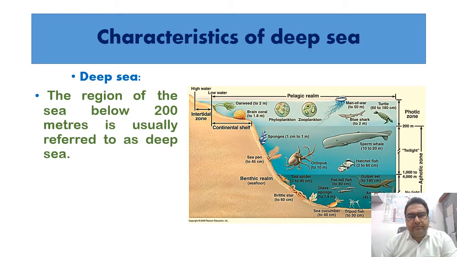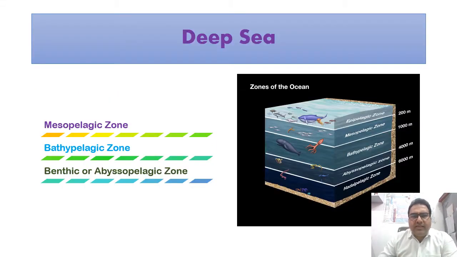First of all, we shall be knowing what are the characteristic features of the deep sea. Now, when we say deep sea, the region below 200 meters from the surface is referred to as the deep sea. So the region below 200 meter is called the deep sea. The deep sea is further divided into the mesopelagic zone, bathypelagic zone and benthic zone.